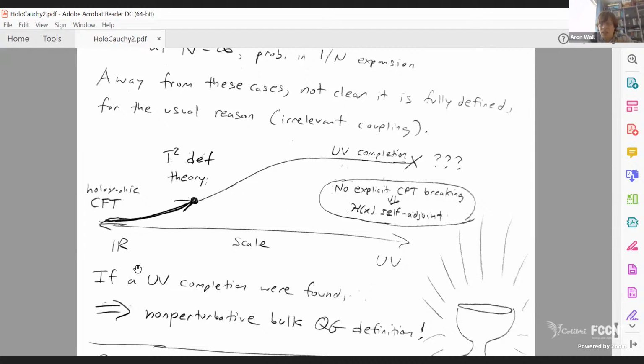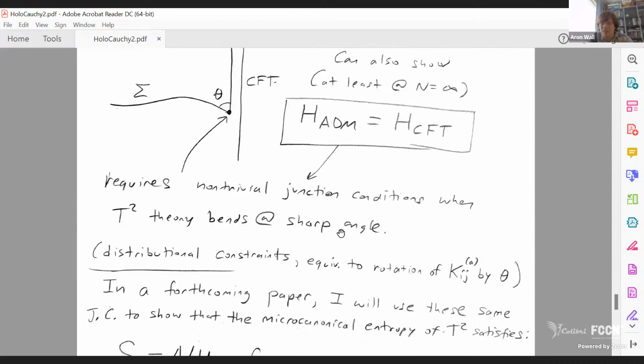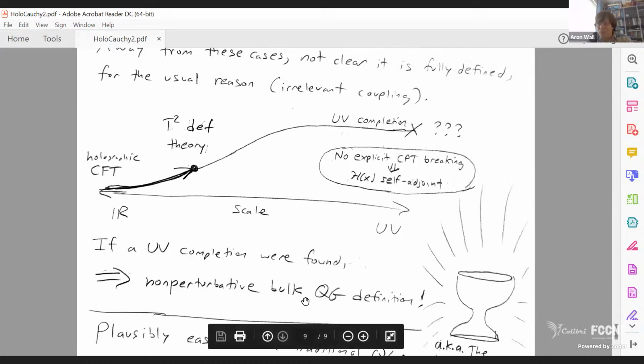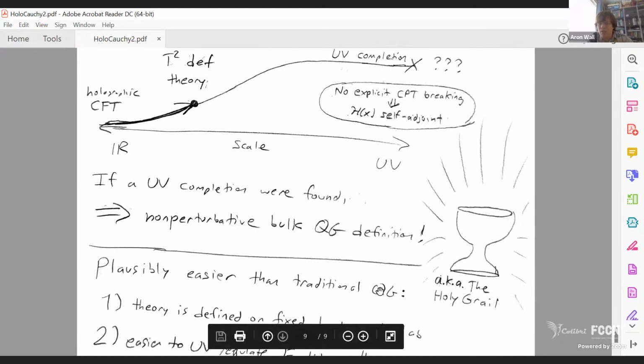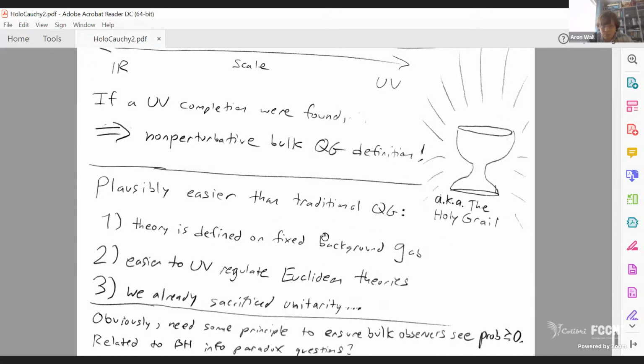Now, what we claim in the discussion of our paper is that if such a UV completion were found, you could then interpret it as a UV completion of this gravitational path integral, and it would actually define a non-perturbative bulk quantum gravity theory, which is also known as the Holy Grail. Now, we don't claim to have done this, but you could argue that it might actually be easier than the traditional problem of making quantum gravity make sense in the bulk.